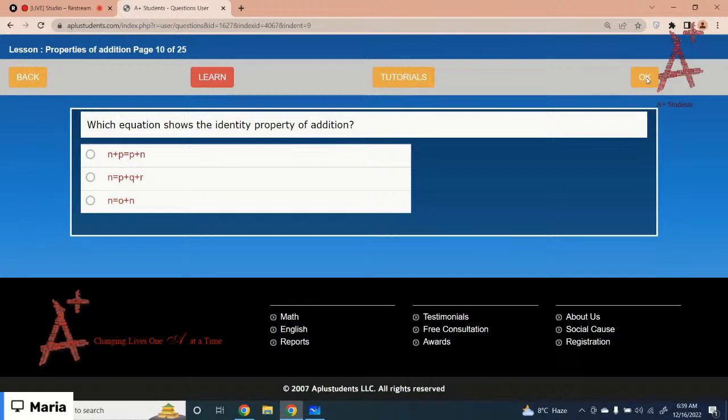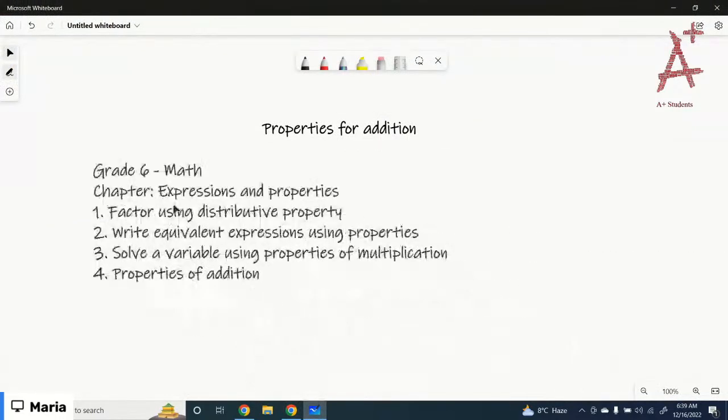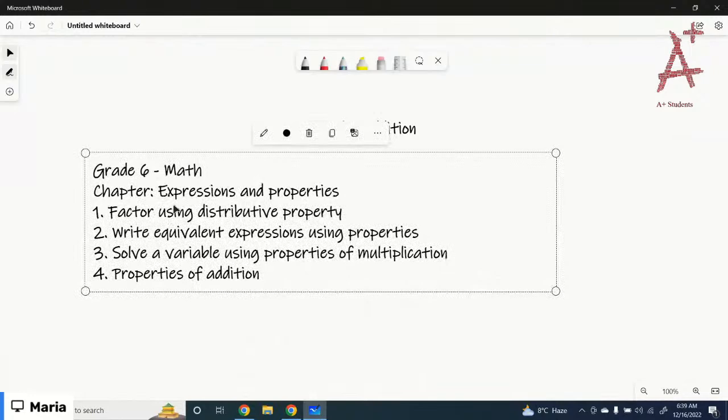Okay, that's all for today. You can complete the test by yourself later today. So here is the list of the lessons we have covered today. We are working on the chapter expressions and properties. The lesson names are factor using distributive property, write equivalent expressions using properties, solve a variable using properties of multiplication, and then properties. If you have any problem or question, I'm here to answer all your questions. Please write the question in the chat box.